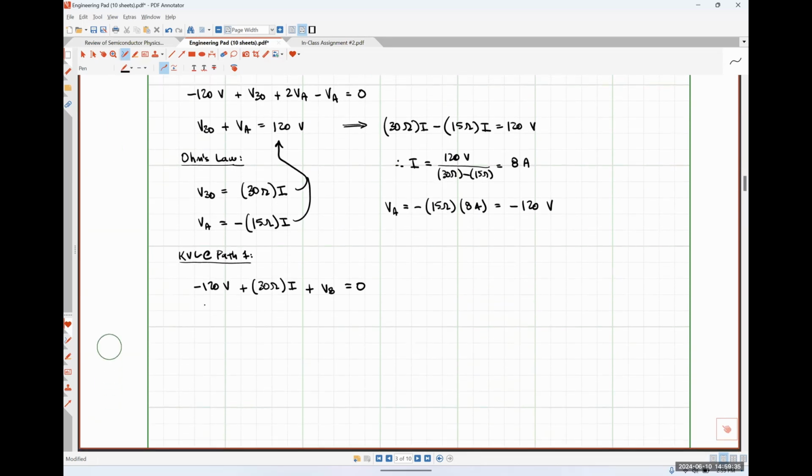If I rearrange this, I'll have VB is equal to 120 volts minus 30 ohms times I, where I is 8 amps, and that's going to be 120 volts minus 240 volts comes out to be negative 120 volts.